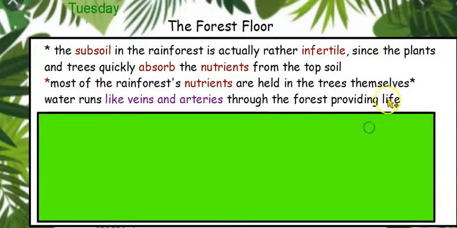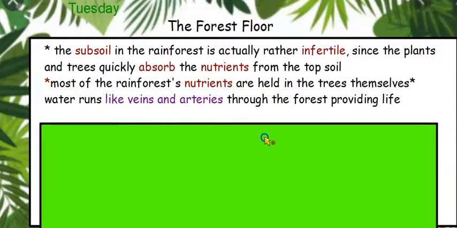Something else you might have included, that the water runs like veins and arteries. Again, I've put that in purple because it's sort of poetic, really. It's a simile through the forest floor, providing life for everything.